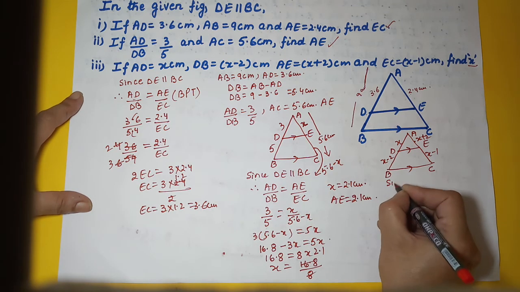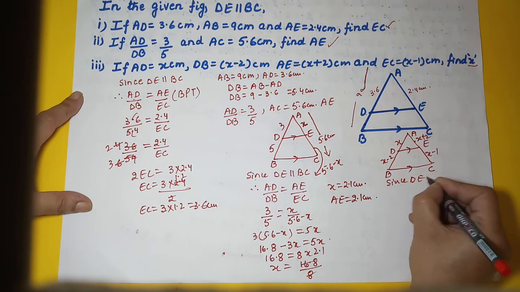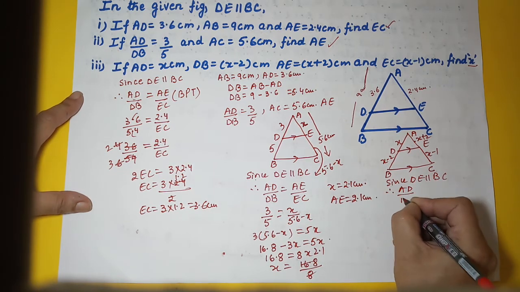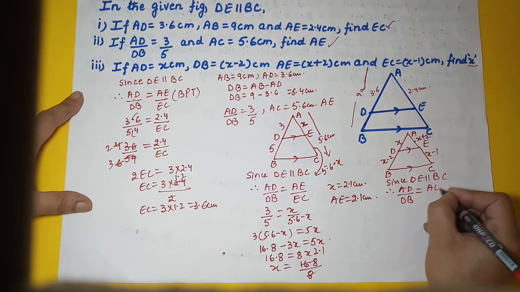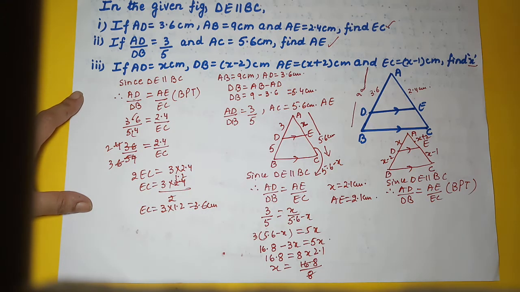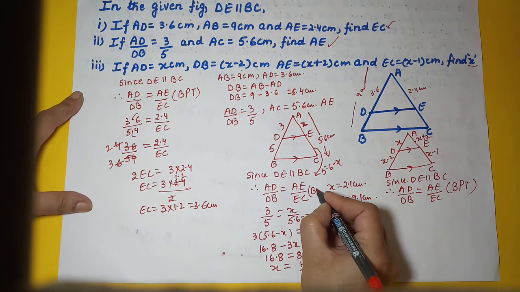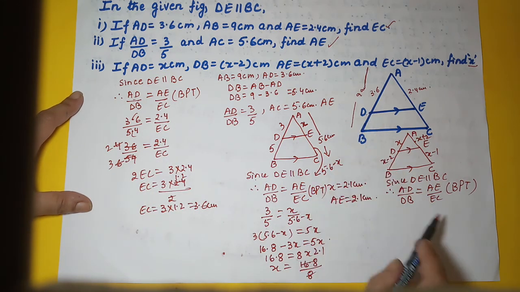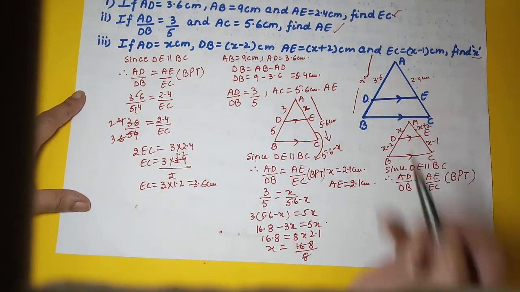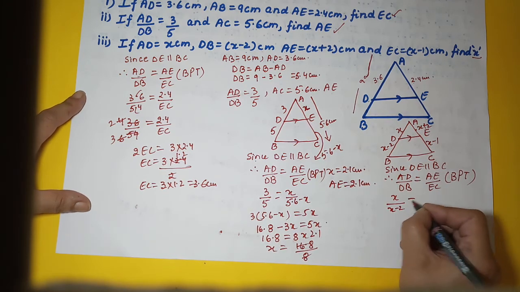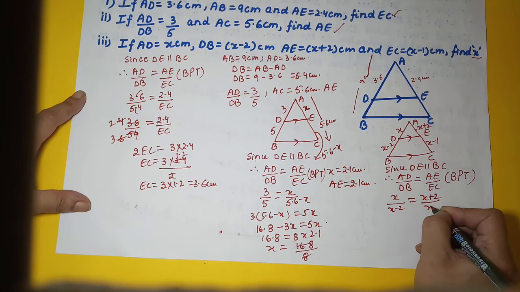Now again, since DE is parallel to BC, therefore AD upon DB will be equal to AE upon EC. Basic proportionality theorem, right? Here also we will write by basic proportionality theorem. You should always write this reason whenever you are writing any geometrical statement. You have to write the reason for that. So let's substitute the values now. We have AD as X upon X minus 2 is equal to X plus 2 upon X minus 1.